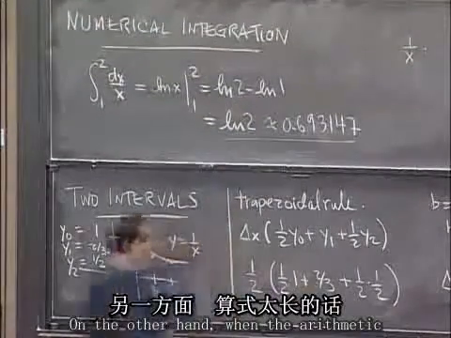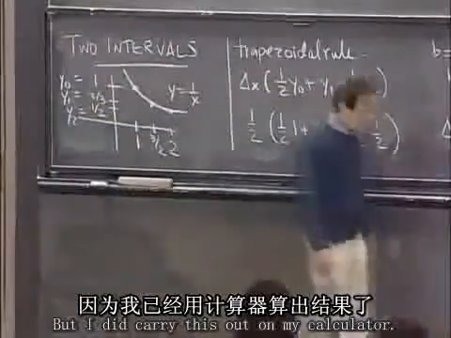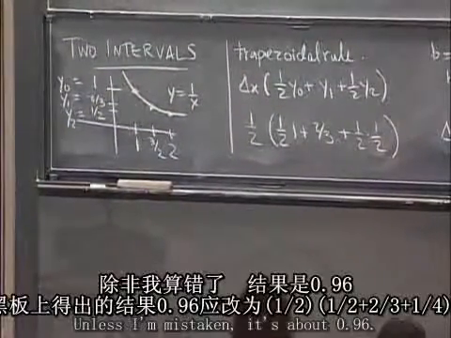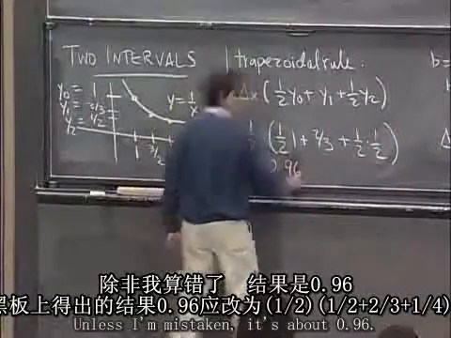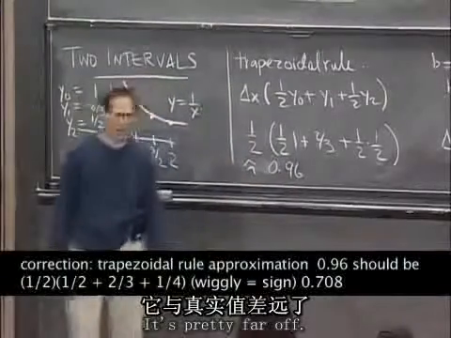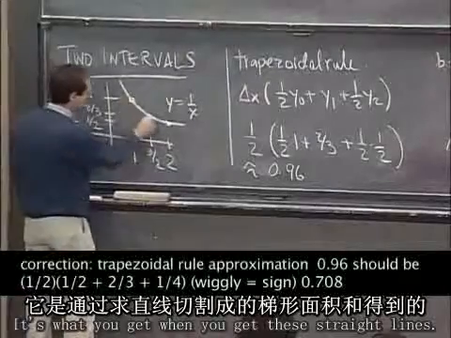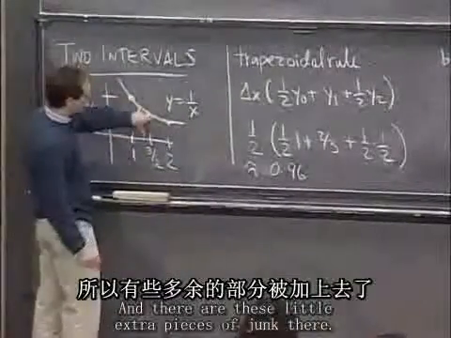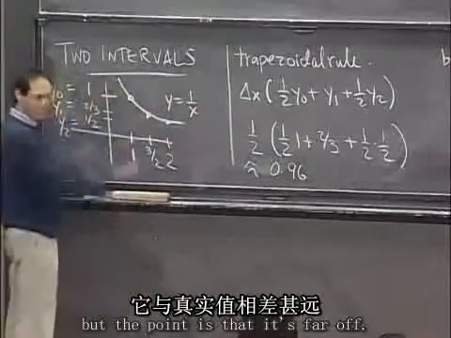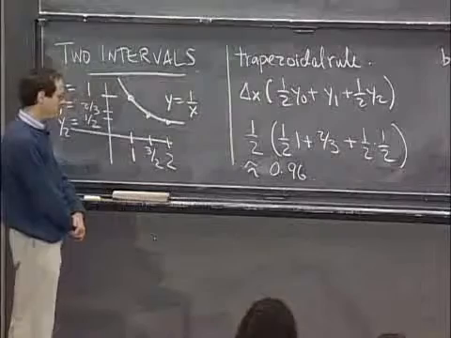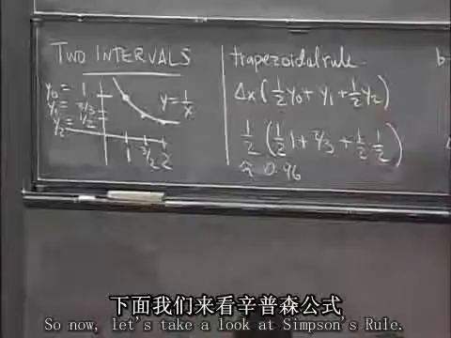On the other hand, when the arithmetic gets a little bit long, you can relax a little bit. But I did carry this out on my calculator. Unless I'm mistaken, it's about 0.96. It's pretty far off. Remember what it was: it's what you get when you get these straight lines, and there are these little extra pieces there. Don't trust that too much, but the point is that it's far off. So now let's take a look at Simpson's rule.